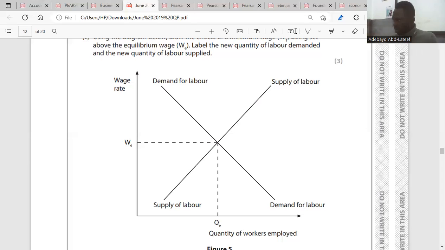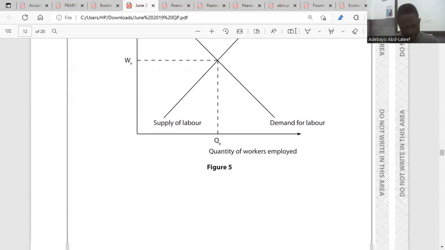The new equilibrium wage rate will be W1, above this one. Then the demand for labor will shift leftward, from DL to DL1. The supply of labor will shift rightward from SL to SL1. So QE in the middle, QS in front of QE, QD behind QE. Is it clear? Yes.